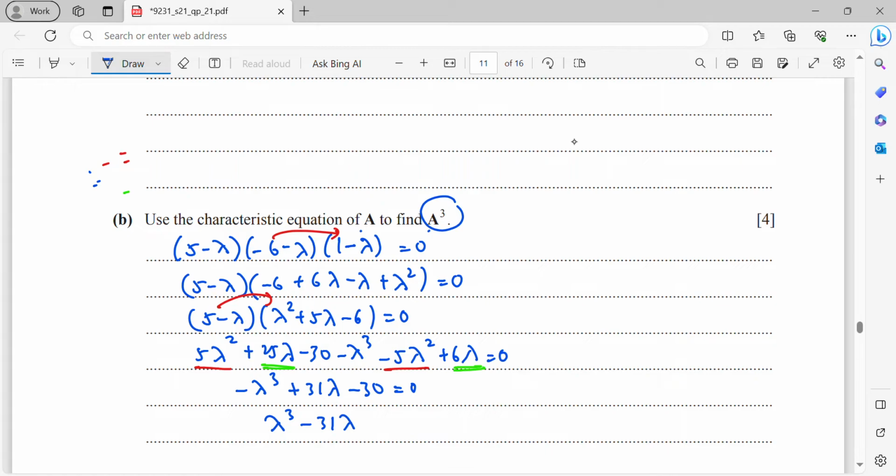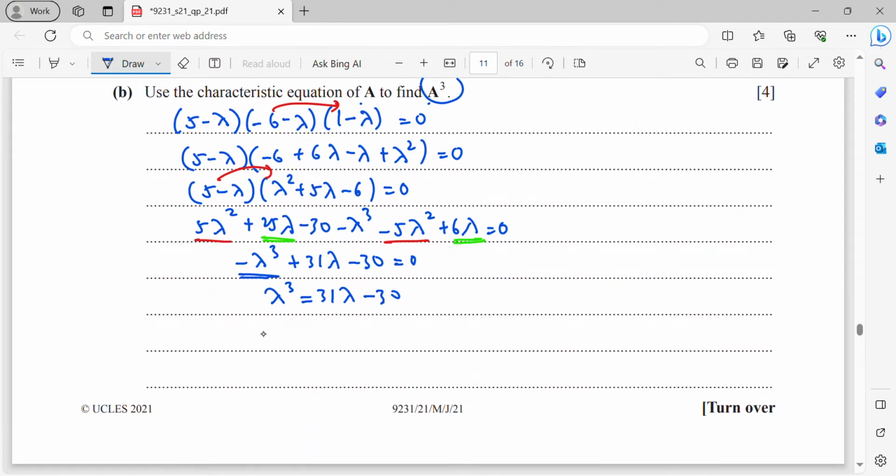Or I need to get the lambda cubed as a subject, also doesn't matter. So I will just move this to the right side. The rest I keep, so it will be minus 30 here. So now this is our characteristic equation.